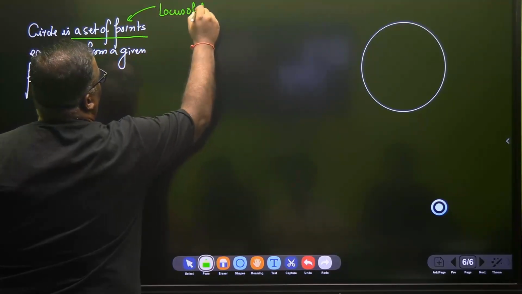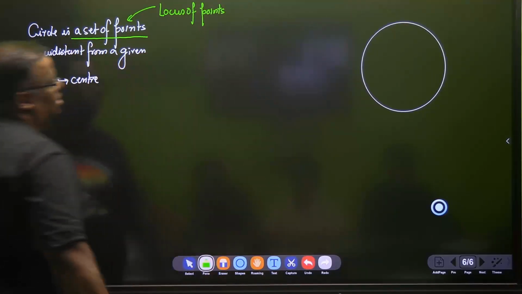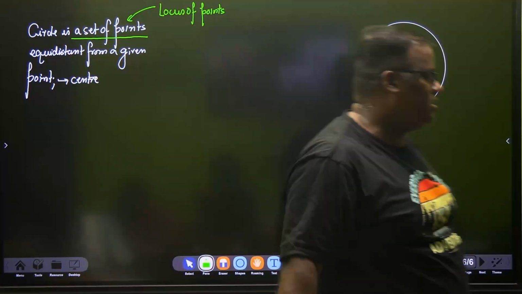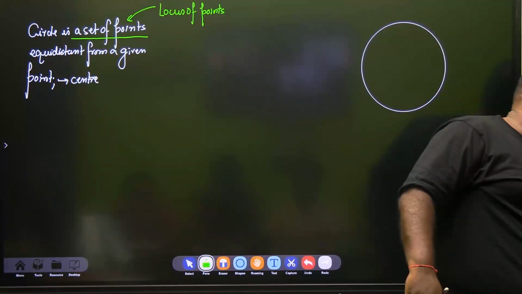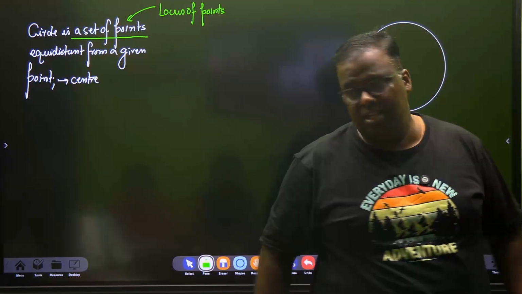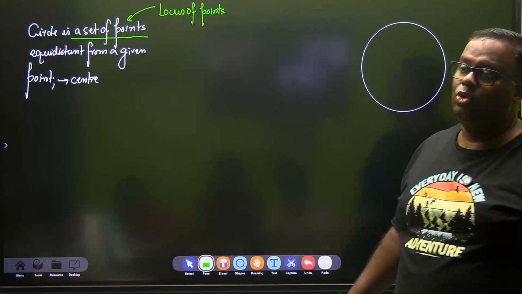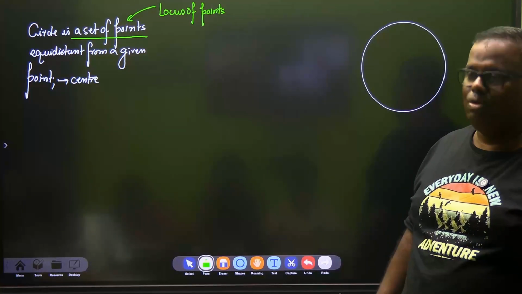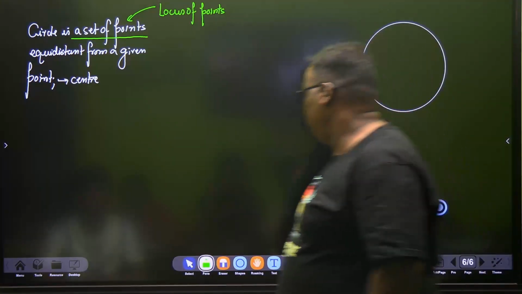Locus is a collection of points which obey a condition, and in class 11 you will be hearing this word. Locus is a set of points which obey any given condition. Locus is singular, loci is the plural. Focus, foci. Okay, this is for knowledge. Equidistant from a given point.